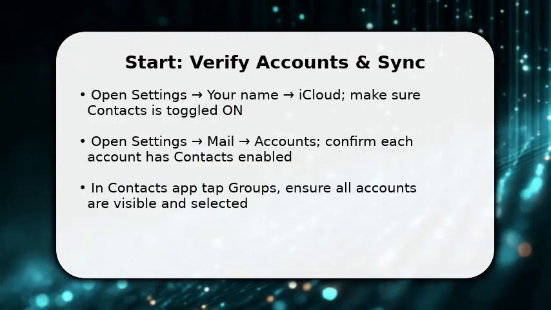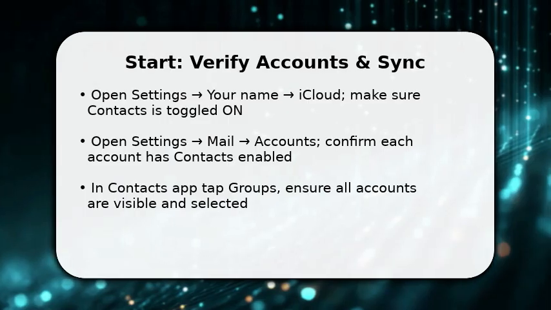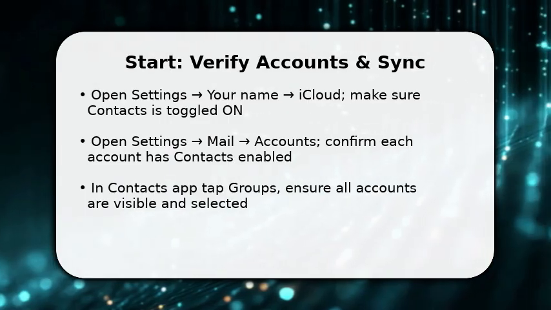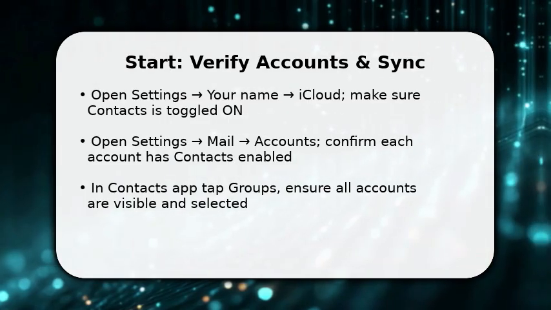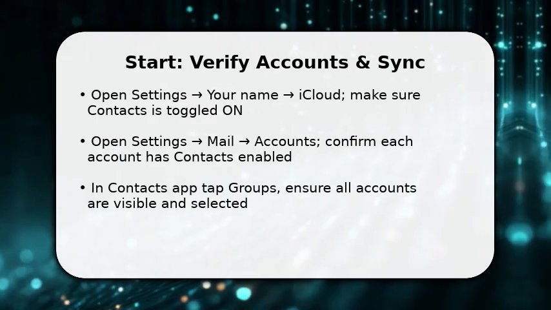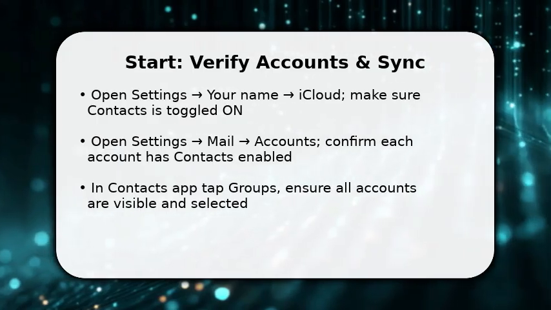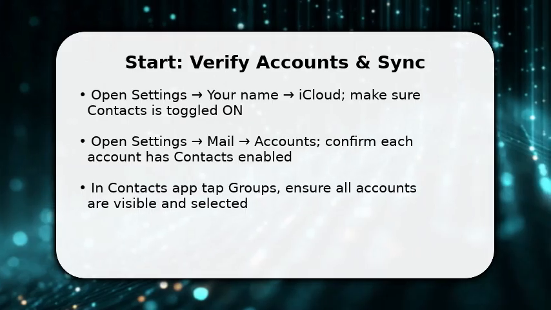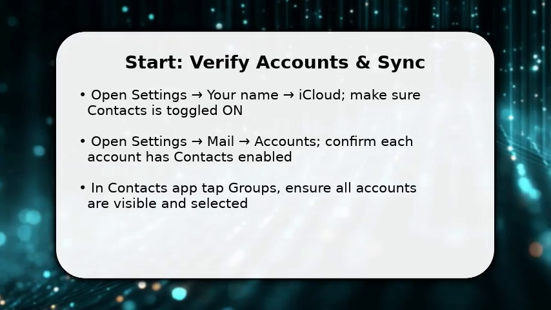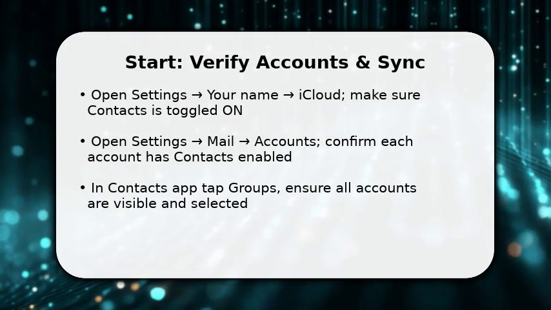You start by confirming where your contacts live and why they might be hidden. Open Settings, tap your name, then iCloud and turn Contacts on so iCloud can sync. Next, go to Settings, Mail, Accounts, and check each email account. Enable contacts for Gmail, Exchange, or others.